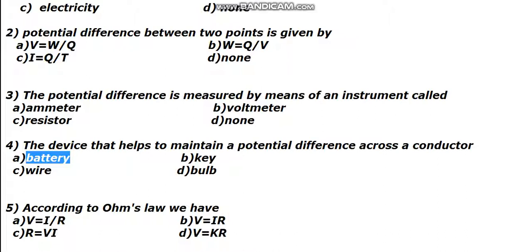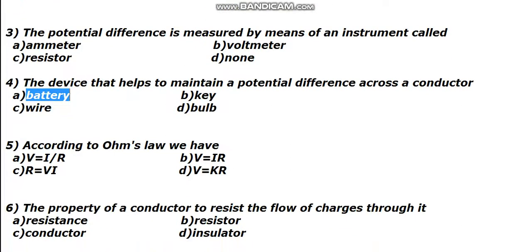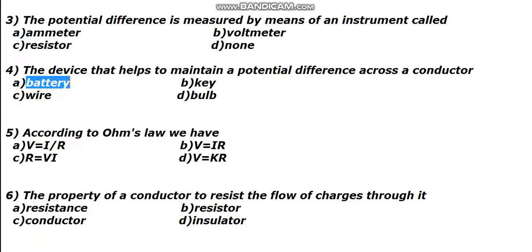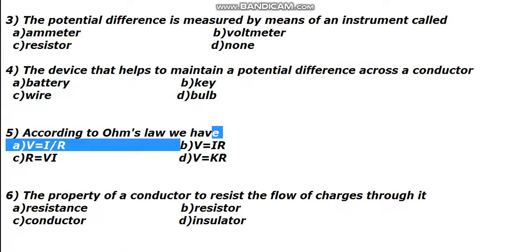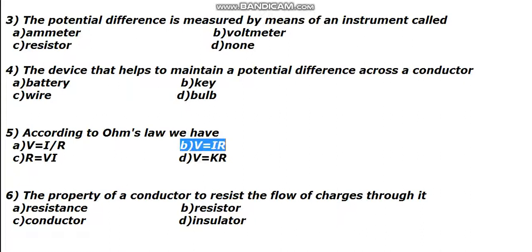The next one you know very well. According to Ohm's law, V is equal to I by R, or V is equal to IR, or R is equal to VI, or V is equal to K, or something like this. The correct option, I think everyone knows, is V is equal to IR. The second one is the correct answer.